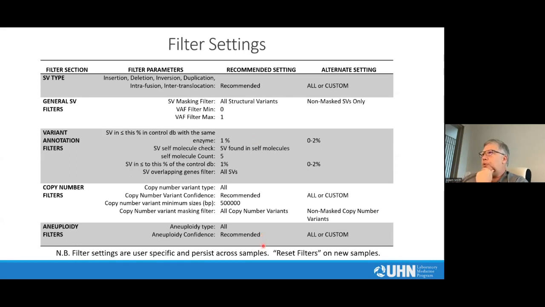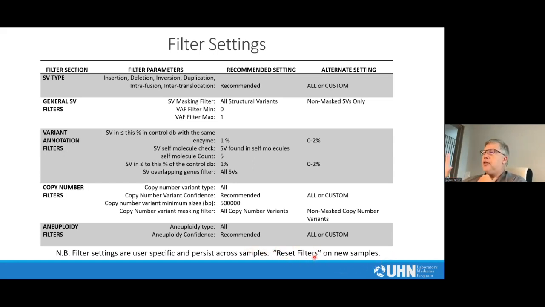And so that's pretty much what we have for filter settings. I just wanted to make this point about filter settings: once you start customizing your filter settings, so once you move them away from the recommended settings in your instance of Access that you're using, you will take those filter settings across all samples. So if you start playing with custom filter settings, just remember when you move into a new sample and you want to do analysis again, really what you should do is reset filters.